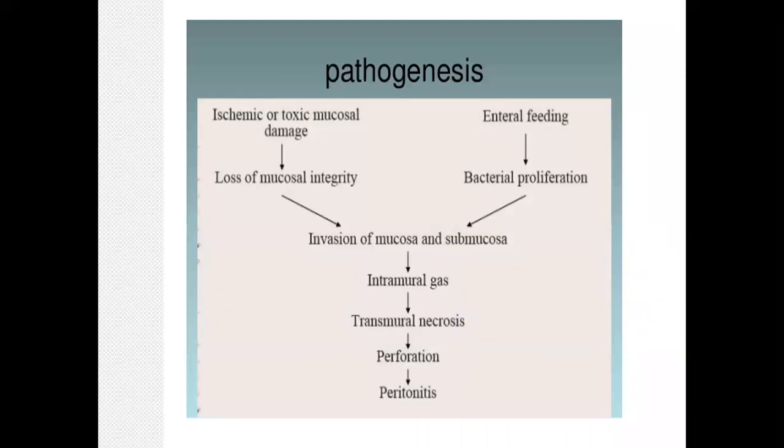There is ischemic or toxic mucosal damage that may lead to loss of mucosal integrity, and enteral feeding and bacterial proliferation ultimately lead to invasion of the mucosa and submucosa. Ultimately, there is collection of gas between the layers of the intestine, that is called intramural gas. And ultimately, this will lead to transmural necrosis, perforation, and peritonitis.